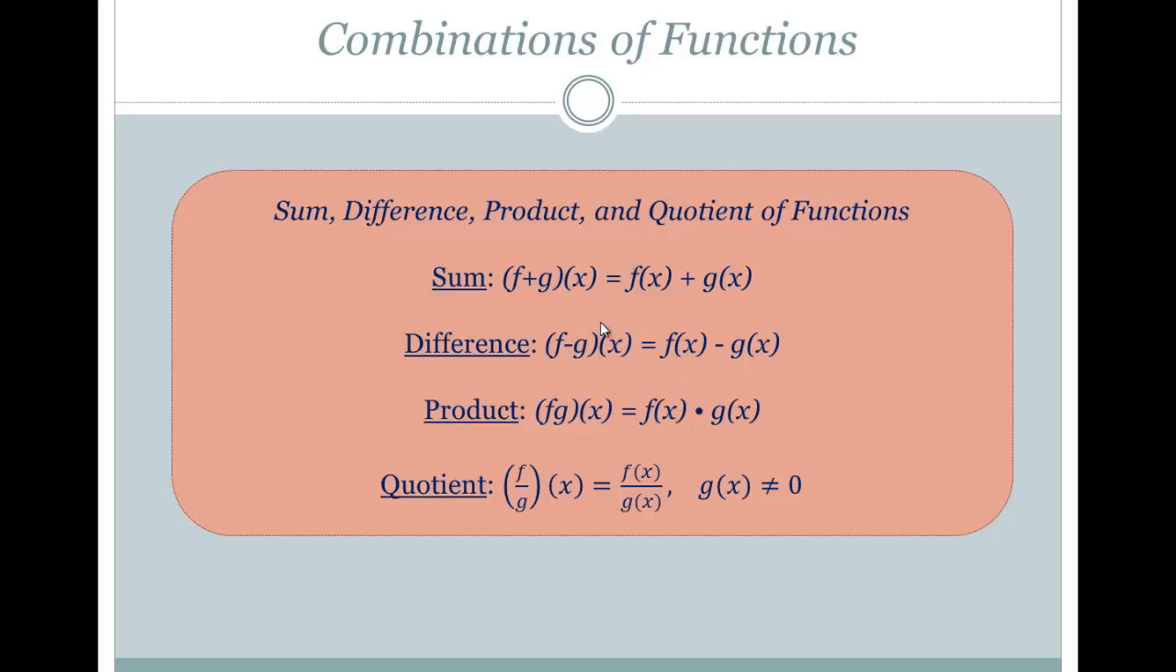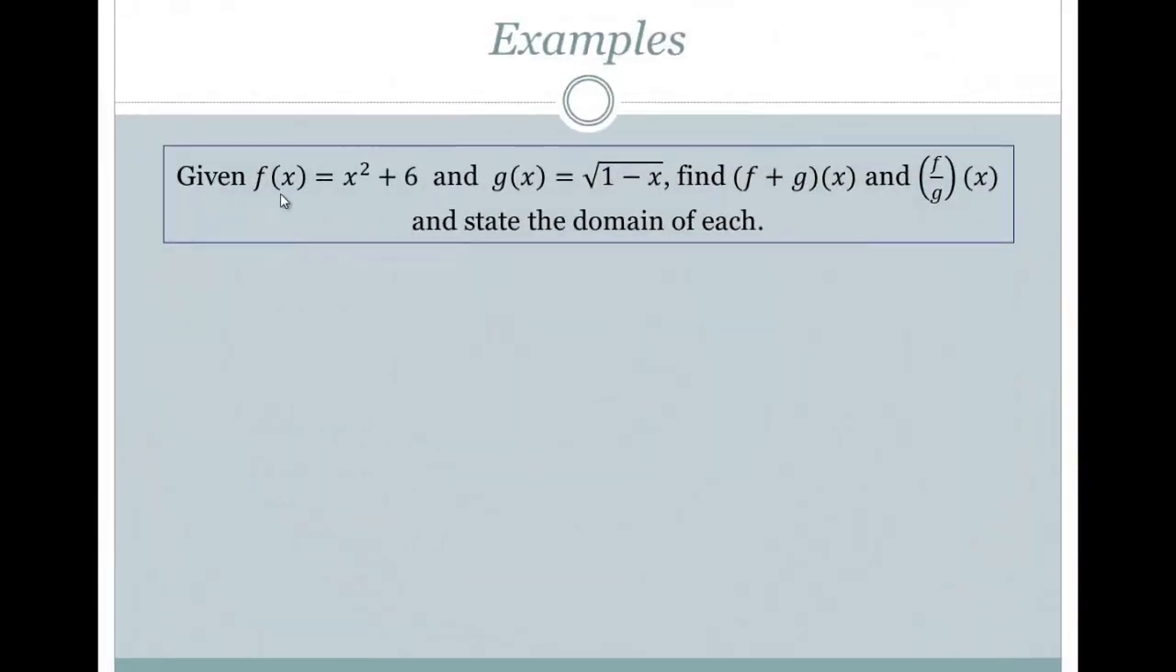Let's do a quick example on a couple of these, and then move on to something a little bit more challenging. If I have a function f of x is x squared plus 6, and g of x is square root of 1 minus x, let's find what f plus g is. And let's find out what f divided by g is of x. And then we want to find the domain, because the domain is going to be important here.